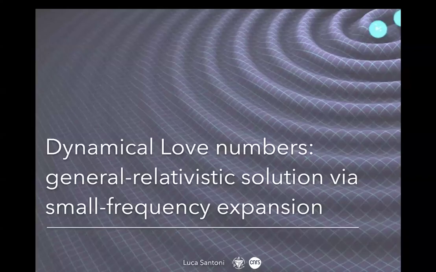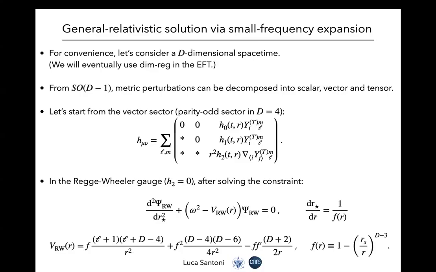Okay, so let me show you, first, let me start from the GR side. For convenience, since eventually I will be working in DimReg, I will do the calculation in generic dimension. And for simplicity, just for illustration, I will be focusing on the odd sector, or the vector sector more precisely, in generic dimension. So this is my decomposition for the metric perturbation.